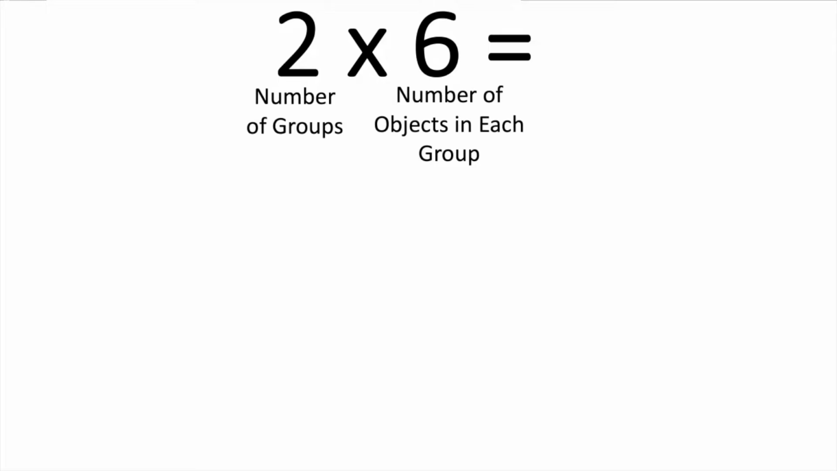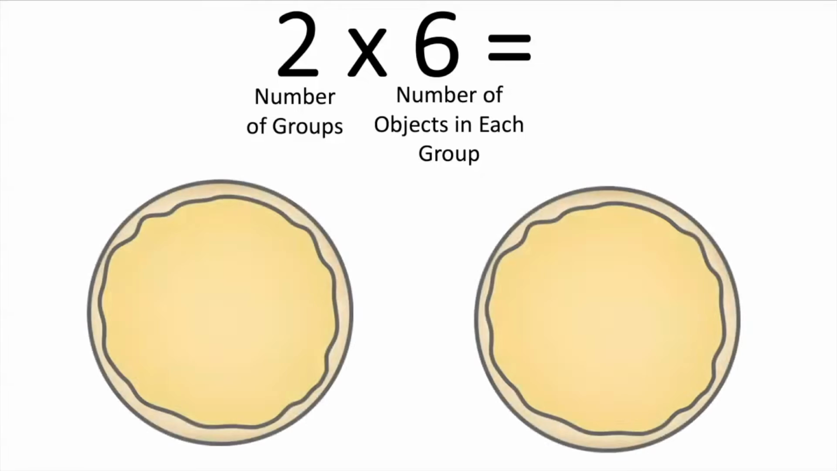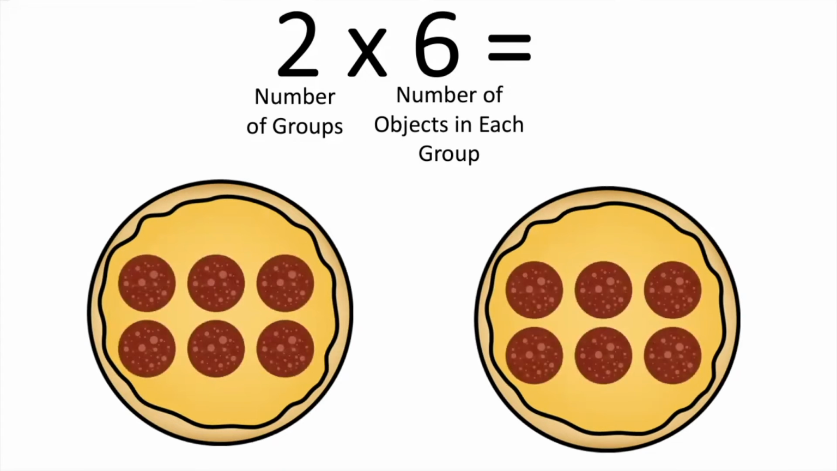Many of you already know your multiplication facts, but another way that we can solve this problem is by creating a model. Let's use pepperoni pizzas to create our model. We can represent the number of groups by creating 2 pizzas. We can represent the number of objects in each group by drawing 6 pepperoni slices on each pizza.